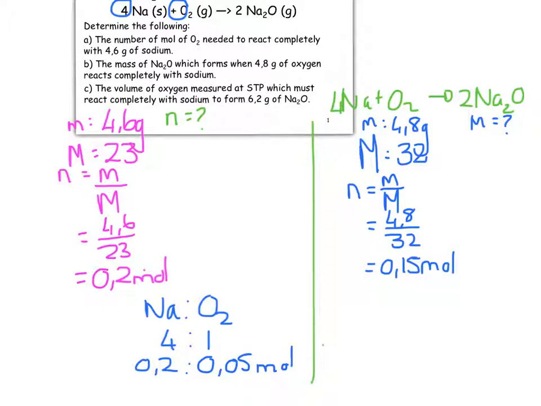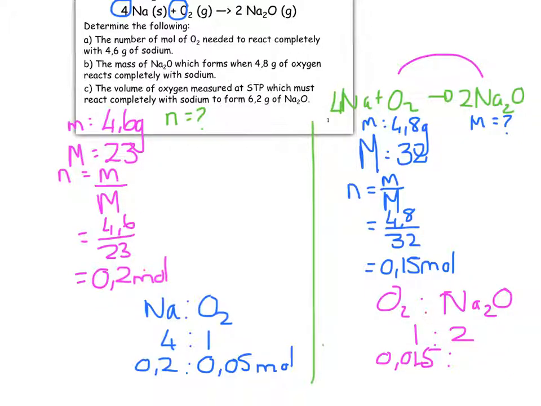Then I need to look at mole ratio. The relationship is between oxygen and sodium oxide. I have 1 mole of oxygen is to 2 moles of sodium oxide, so 0,15 moles. What I do to the number 1 to make it the number 2, I doubled it, and I get 0,3 moles of sodium oxide. I take that 0,3 up here, number of moles, 0,3.